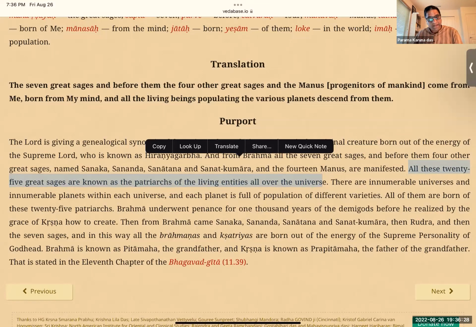Okay, so Brahmaji comes from the Supreme Lord. From Brahmaji comes these 25 forefathers or patriarchs, and from them comes the entire population of the universe. And how do they come from Krishna, from the Supreme Lord? Through his mind, so he does not need any partner. So that is what is being clarified in this verse.